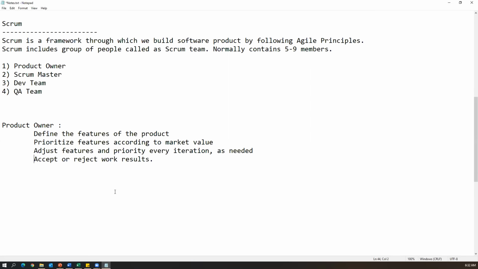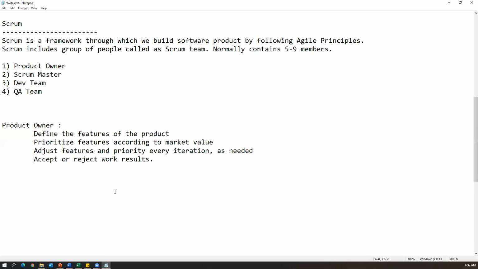Once a piece of software is developed and tested, they have to give a demo to the product owner. They have to show what features they have developed and tested. If the product owner likes those features, then he can accept them. If he doesn't like them, or something is not working or is designed differently, he can also reject that.